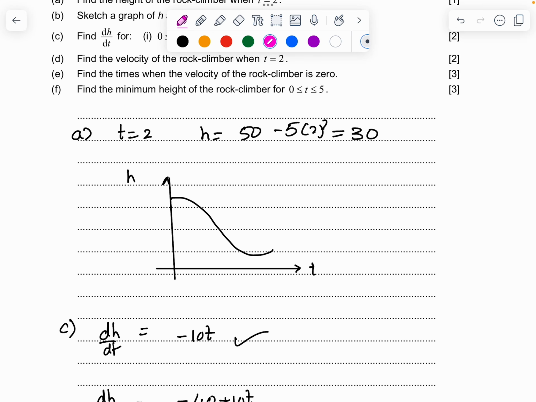Find the minimum height of the rock climber. Minimum height, so t equals 4. So h equals 90 minus 40 times 4 plus 5 times 4 squared. Simplify that, this is going to be 10 meters. That's the answer.